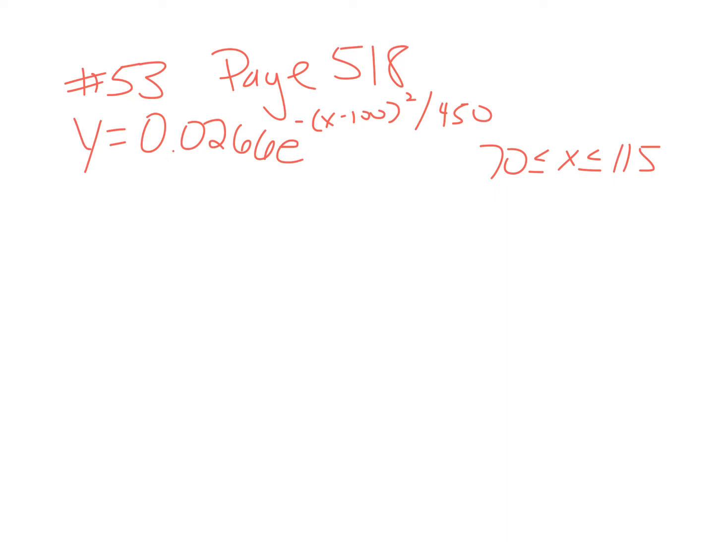So after you use the second trace max feature, because that's what you want to find, the max is going to tell you what the average IQ score is. And when you do that, you'll get approximately 100 as the average IQ score. If you have issues trying to graph that, ask me in class. I'll be happy to show you.